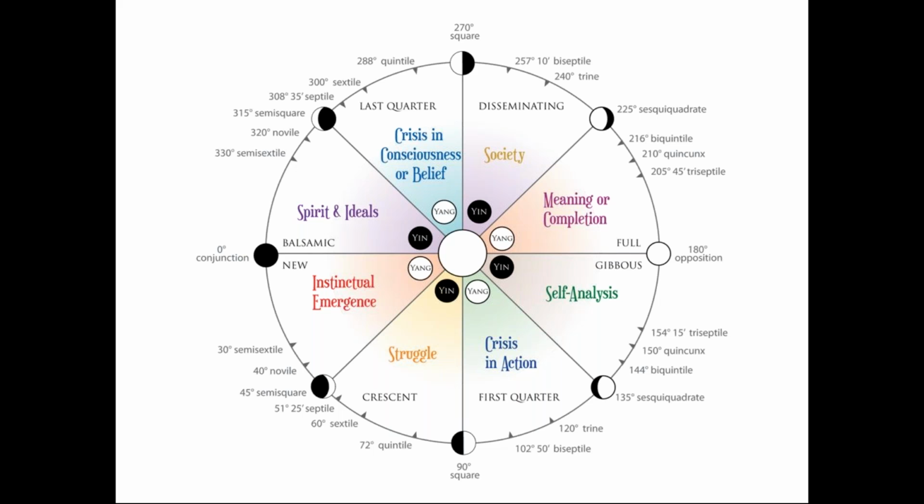And what we are going to work with today is specifically Mars and Pluto in the crescent phase between 45 and 90 degrees. As you see here visually, it is a yin phase. And by yin, we mean energy is returning back to the center or going inward. The key word for the crescent phase is struggle.